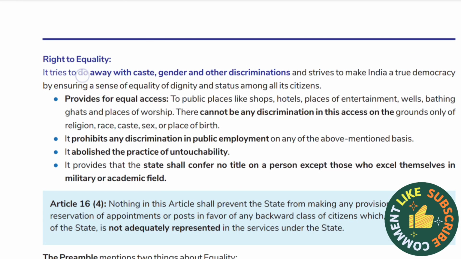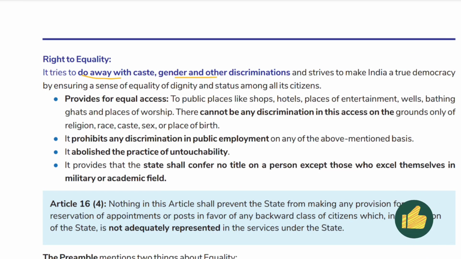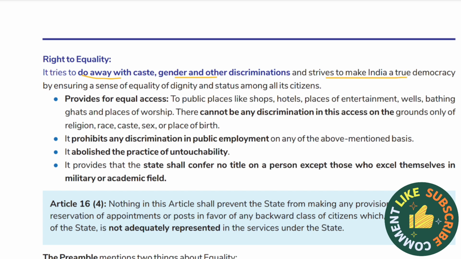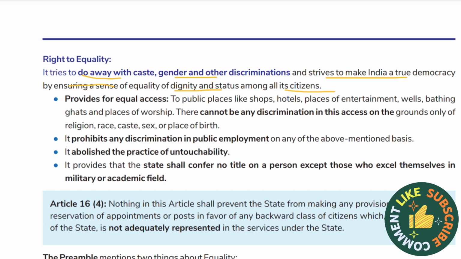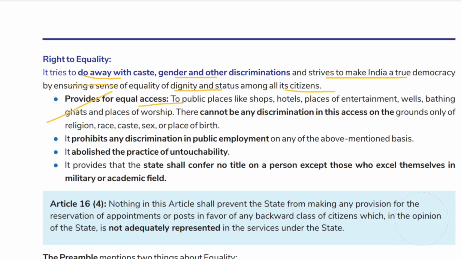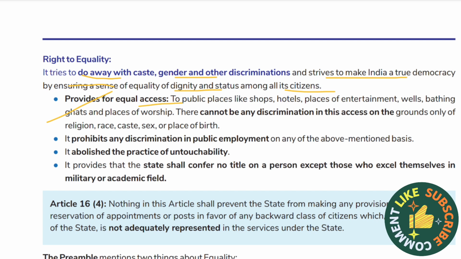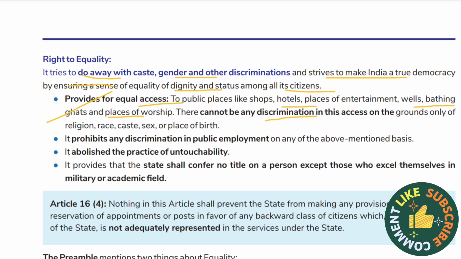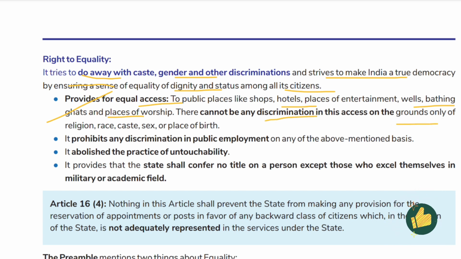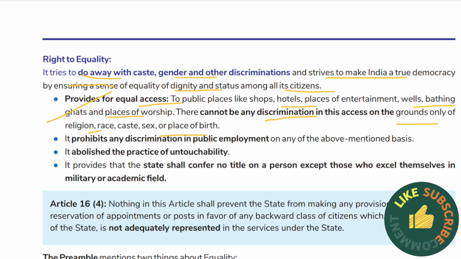Right to equality. It tries to do away with caste, gender, and other discrimination and strives to make India a true democracy by ensuring a sense of equality of dignity and status among all its citizens. It provides for equal access to public places like shops, hotels, places of entertainment, wells, bathing ghats, and places of worship. There cannot be any discrimination in this access on the ground only of religion, race, caste, sex, or place of birth.